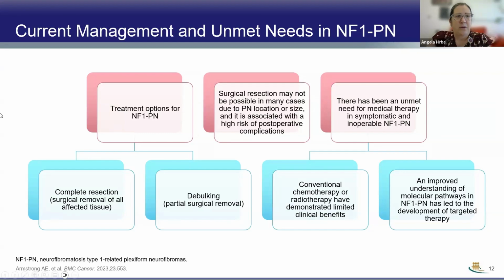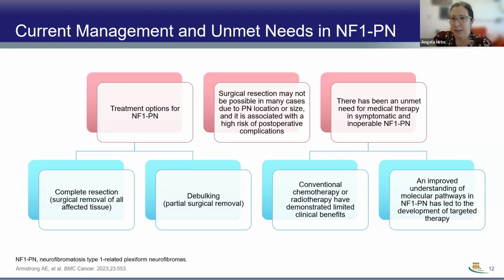So if we think about treatment options for NF1 plexiform neurofibromas, from a surgical standpoint, if you can get complete resection, so get all of the affected tissue out with minimal morbidity, then that is ideal. There are some situations when only a debulking can be done, so just partially removing the tumor. And then there are situations where surgical resection may not be possible at all without a risk of serious complications.